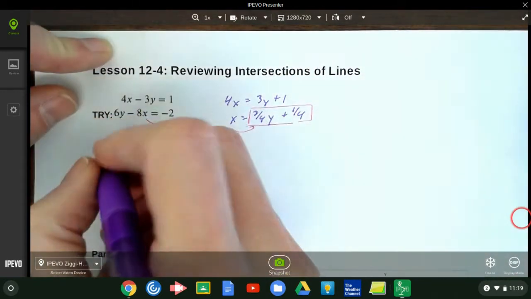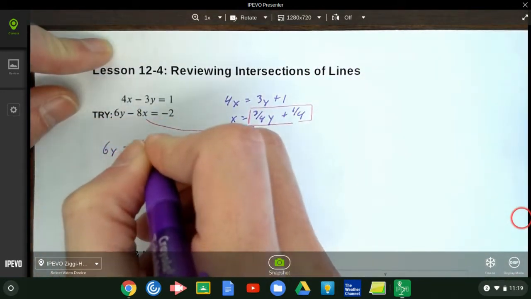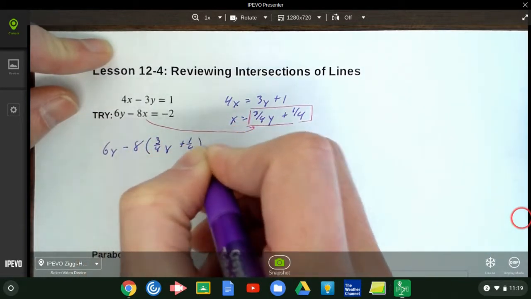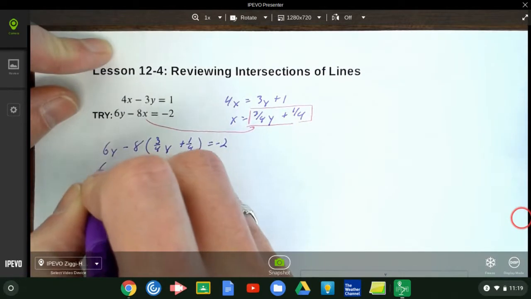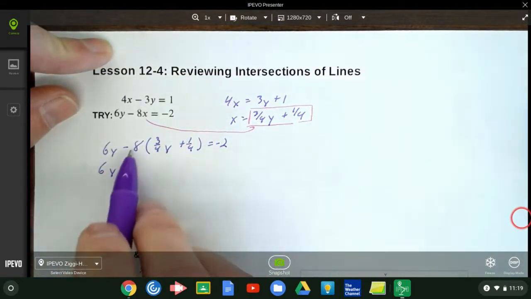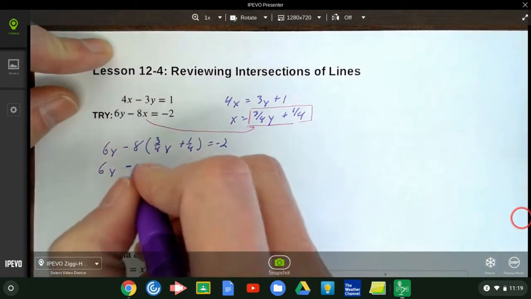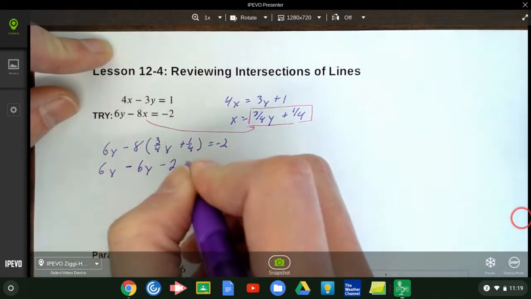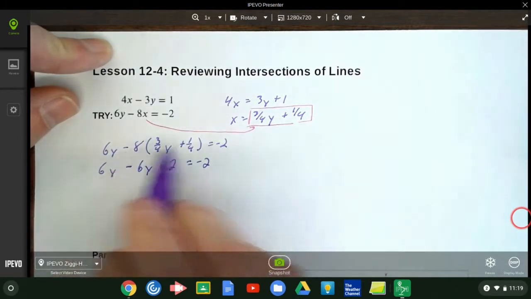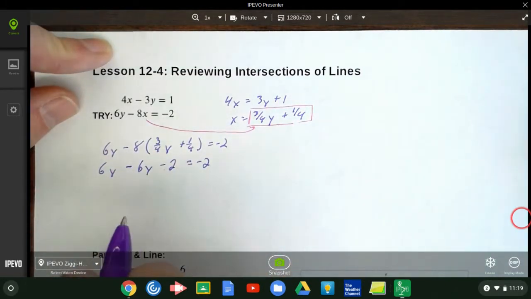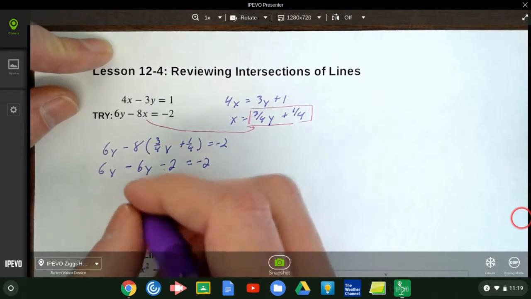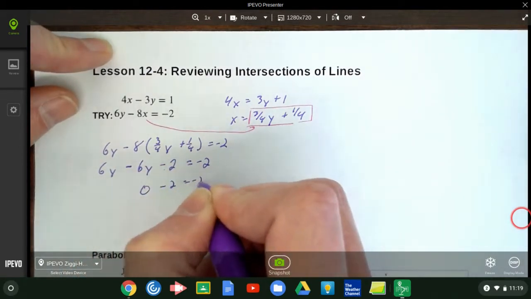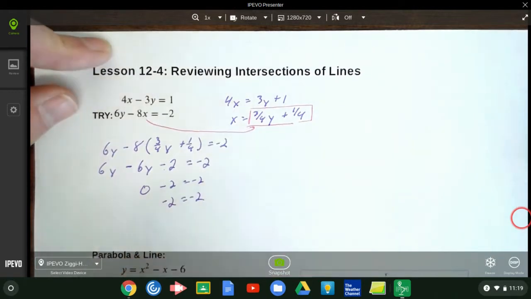So I get 6y minus 8 times 3 fourths y plus 1 fourth equals negative 2. So actually, it's going to work out pretty well, because 8 times 3 fourths comes out to be 6. 8 times 1 fourth is 2. And notice I carried that negative 8 times a positive, so it makes it negative. Look at this. When I combine my like terms, something interesting happens. I get negative 2 equals negative 2.